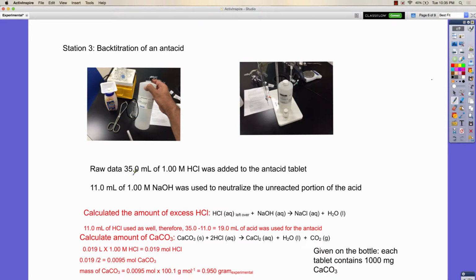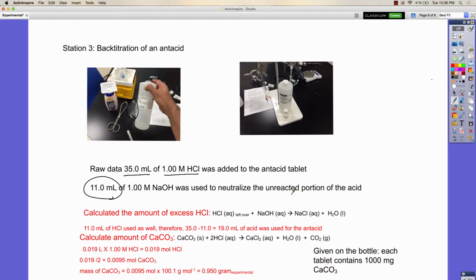So in this example, I'm going to make up the numbers, but then you use your own numbers. I'm using 35 milliliters of 1 molar hydrochloric acid. I'm adding it to antacid in a beaker, let it react, and then after a while, when the reaction is performed, I'm going to titrate the leftover hydrochloric acid with sodium hydroxide, 1 molar. In this example, I used 11 milliliters of sodium hydroxide to neutralize my unreacted portion of the acid.